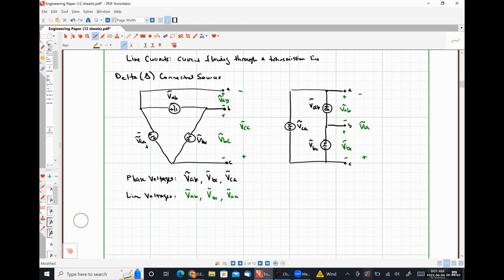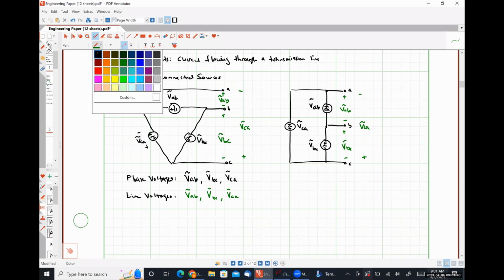Okay. What would my phase to neutral voltages be for a delta connected source? I'll give you a hint. Do you see a neutral connection anywhere on there? They don't exist. Right? But my line-to-line voltages very much do. So that's why understanding what all this jargon and nomenclature means is so important to figuring out what is going on in one of these three-phase systems.